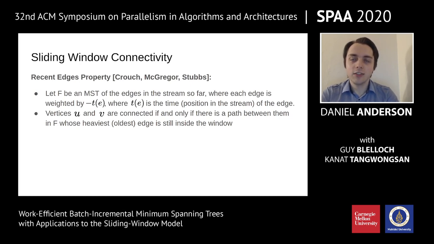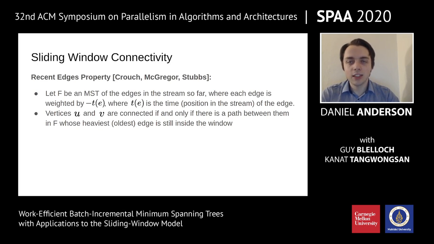So to solve connectivity, we utilize a property that was determined by Crouch et al. They showed that if you maintain a minimum spanning tree of the edges in the stream that have been seen so far, and you weight each edge such that its weight is the negative of its position in the stream, that is, the edges just come in with weights -1, -2, -3, -4, and so on, then you can determine whether U and V are connected just by doing a heaviest edge query on the path between U and V.